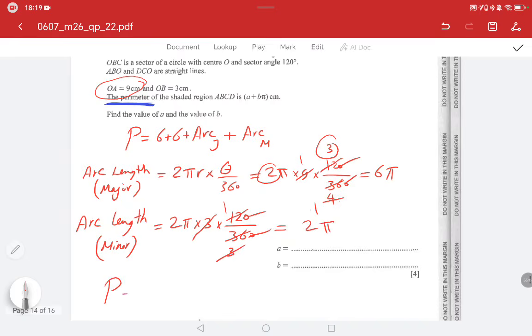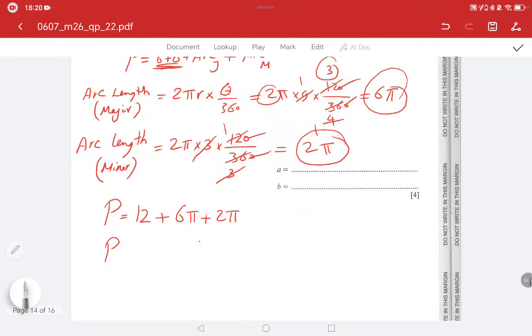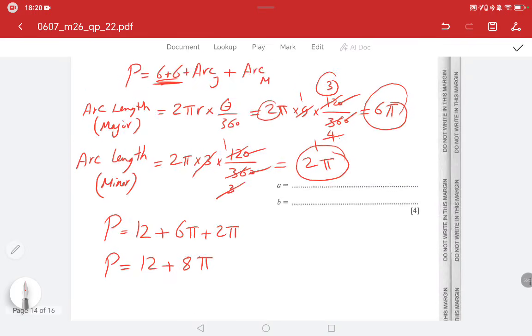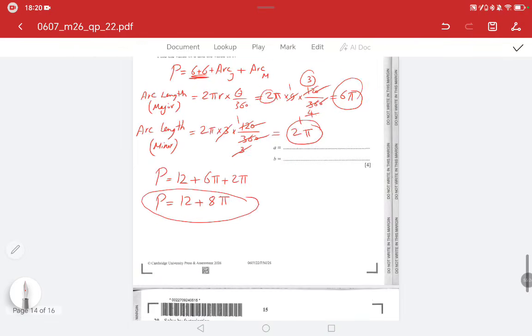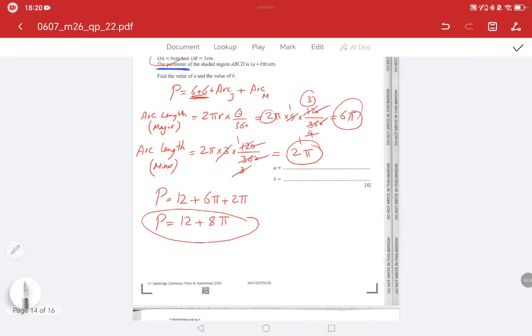So if we find the perimeter, it's 6 plus 6, which is 12, plus we have 6 pi plus the 2 pi. So the final answer is the perimeter equals 12 plus 8 pi. Okay, so this is my final answer. Let's see which one's A, which one's B. They said in this form A.